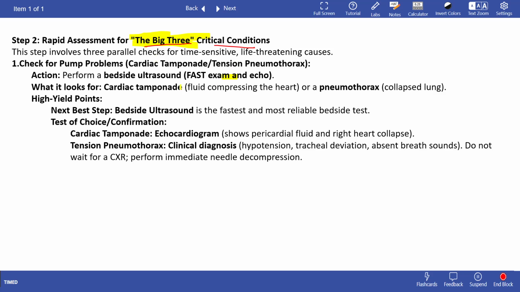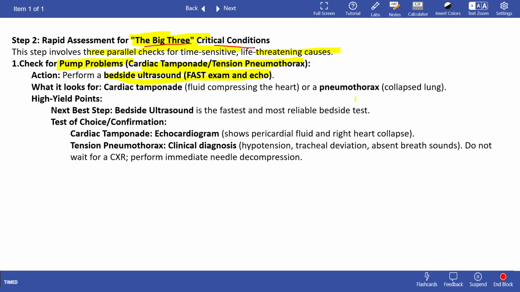So basically, going step by step, these are parallel checks for time sensitive life threatening causes. So you would check for them at the same time, not one after the other. This is just presented to you like this for understanding purposes, but all of these conditions are checked in a parallel manner, not one after another. First of all, you would check for pump problems, which is cardiac tamponade or tension pneumothorax. So this is like two of the big three conditions. What you would do is you would have to perform a bedside ultrasound, fast exam, or an echo.